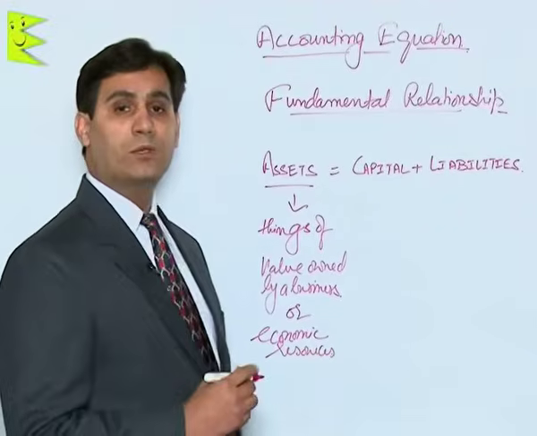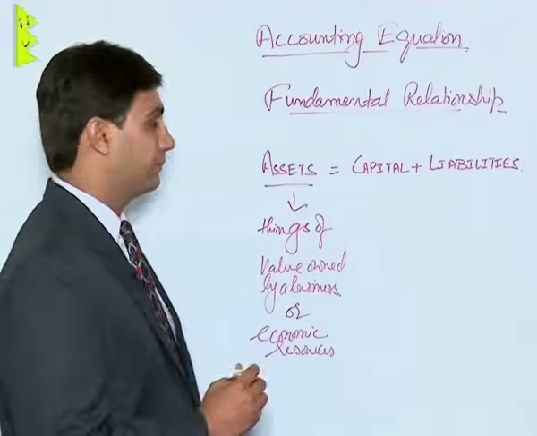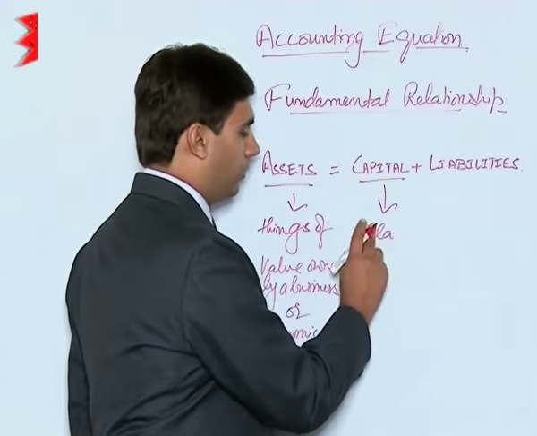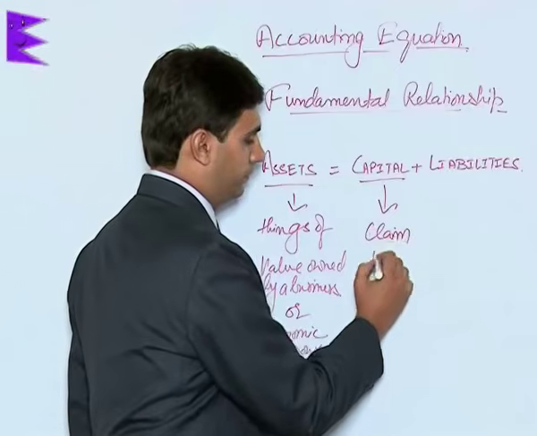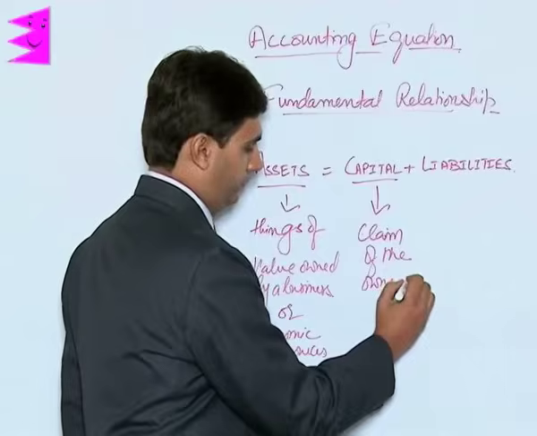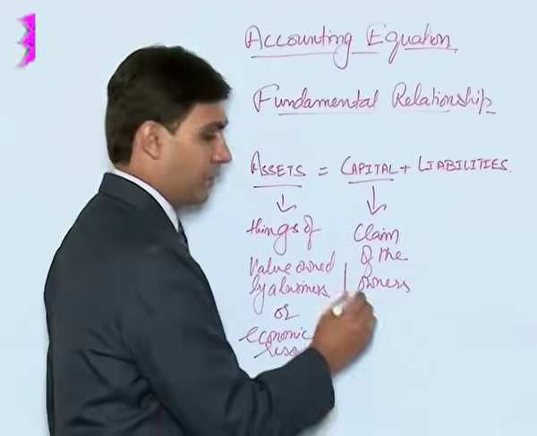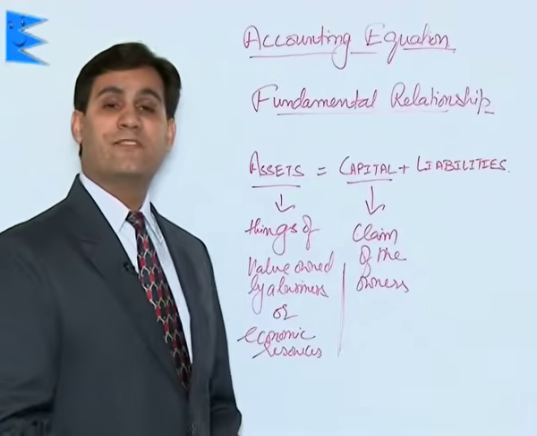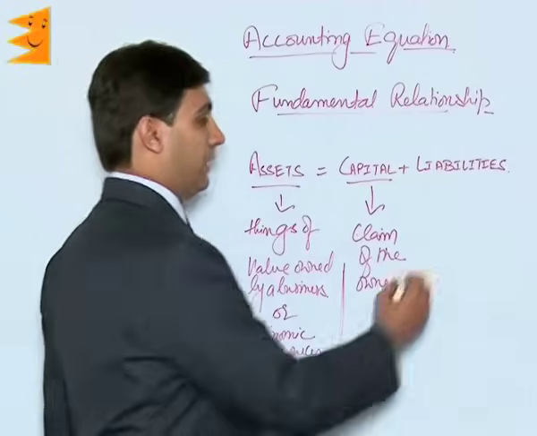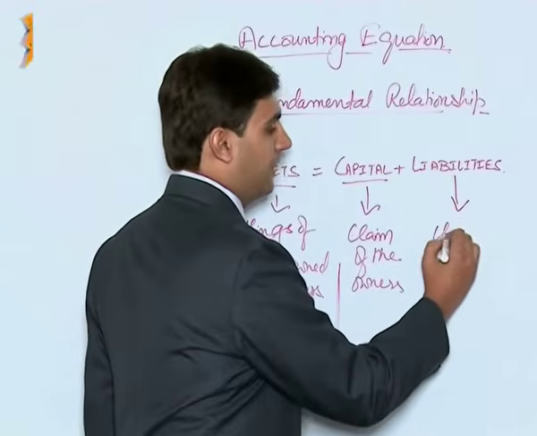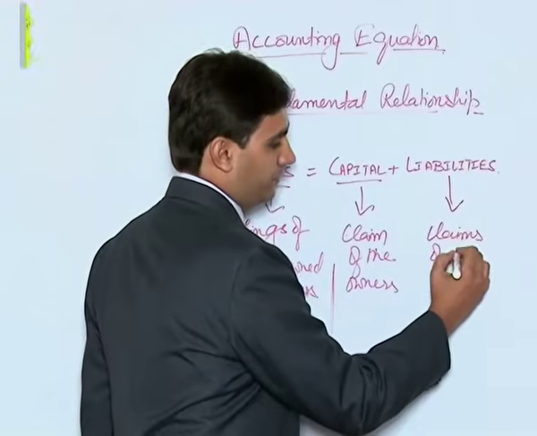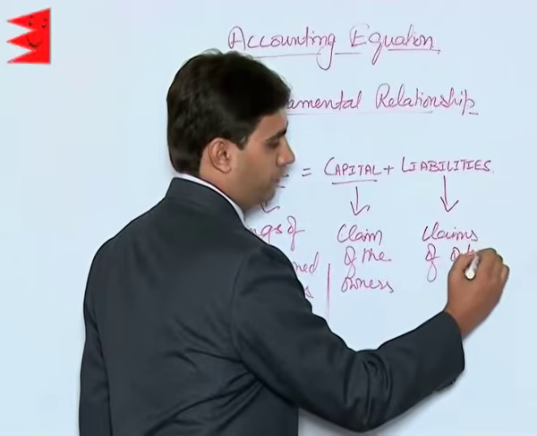Now students, coming to capital. What is capital? Capital is the claim of the owners. It is the amount which has been invested by the owners in the business. Then what are liabilities? They are the claims of the outsiders.